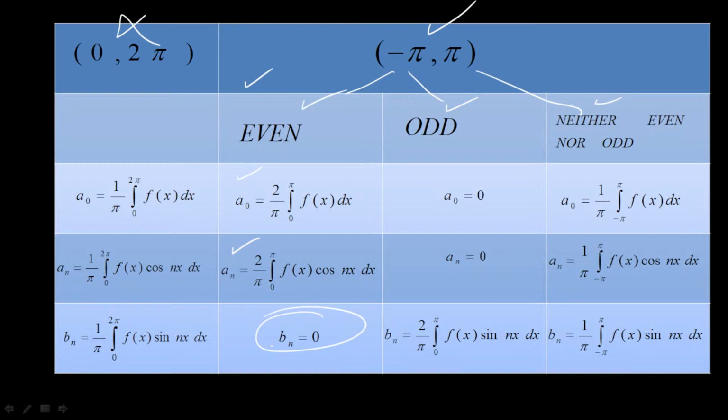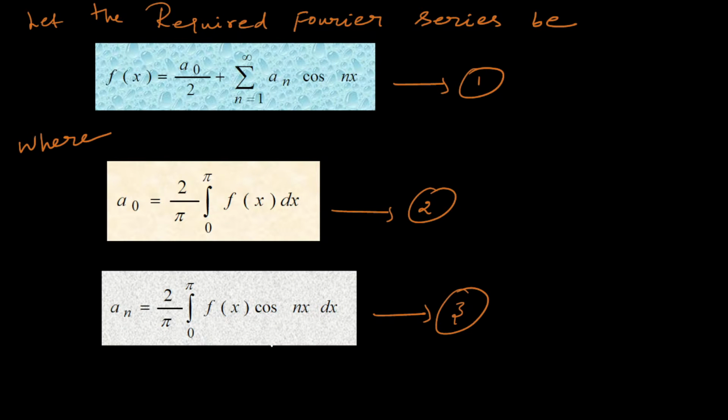So bn value directly becomes 0. So the Fourier series representation of the given function is of the form f of x is equal to a naught divided by 2 plus sigma n from 1 to infinity a n cos n x, where a naught is equal to 2 by pi integral 0 to pi f of x dx, and a n is equal to 2 by pi integral 0 to pi f of x cos n x dx.